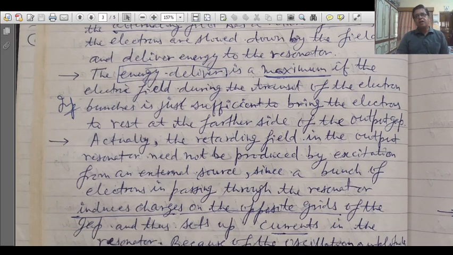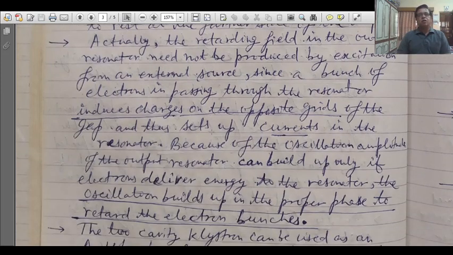The energy delivered is maximum if the electric field during the transit of the electron bunches is just sufficient to bring the electrons to rest at the farther side of the output gap. Energy is maximum when electrons are at rest at the farther side of the output gap. Then their total kinetic energy is delivered to the resonator.